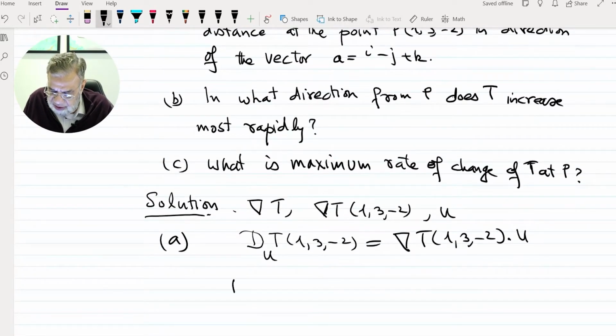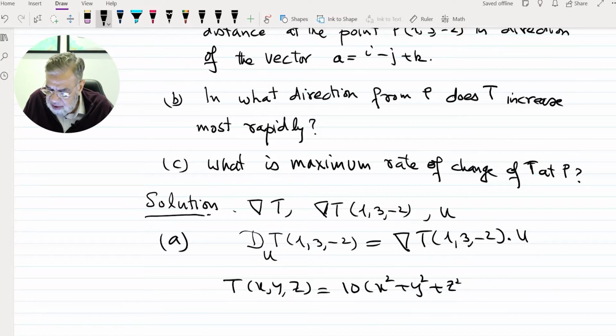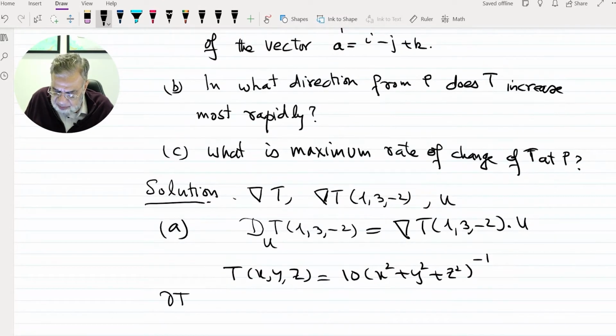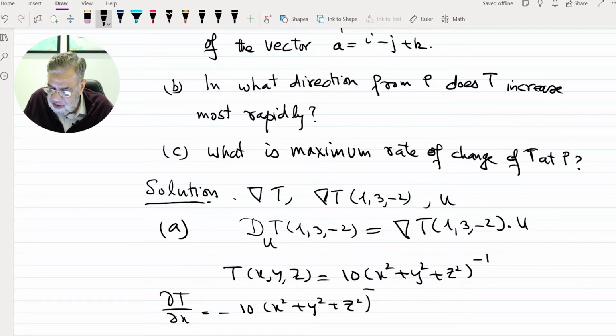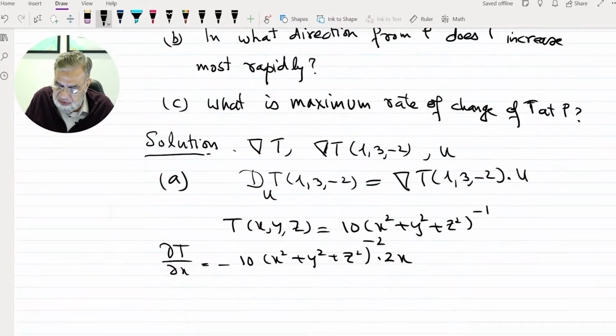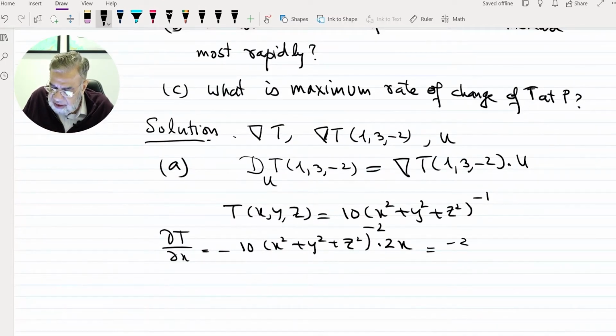Again, the function T(x, y, z) is given as 10 times x squared plus y squared plus z squared to the power minus 1. I take the partial derivative of this with respect to x. Partial T by partial x is equal to minus 10 into x squared plus y squared plus z squared to the power minus 1 minus 1, which is minus 2, and then the derivative inside with respect to x, that's equal to 2x. If we simplify this, I get minus 20x over x squared plus y squared plus z squared, whole squared.